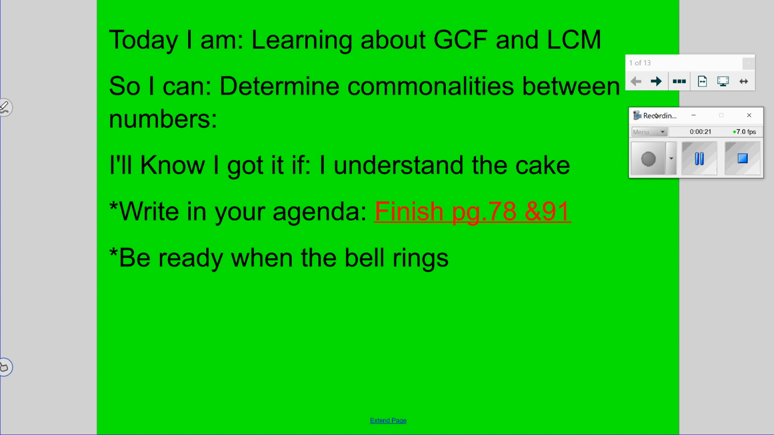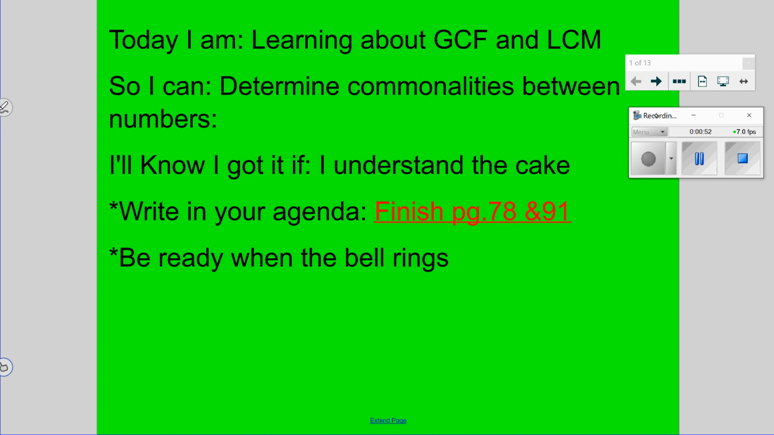Why are we doing it? To determine commonalities between numbers. This will help you, especially with addition and subtraction of fractions, as well as several other things. These are critical math concepts to understand. A lot of kids are really struggling with it today. I know I got it if I understand the cake. You will hopefully understand it by the end. If you don't, we need to talk about it. Really important that you guys understand the cake method because it makes this whole process so much easier.